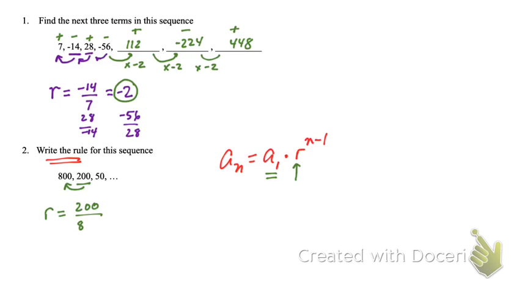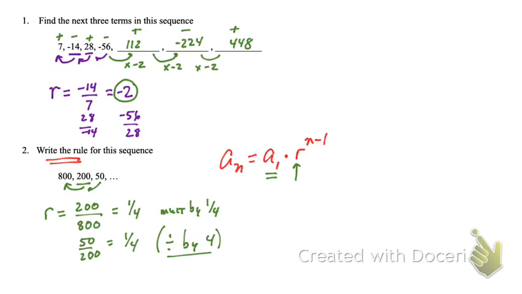So you could do 200 over 800, or you could do 50 over 200. And if you simplify those, both of those will equal the same thing, 1/4. So that means we are multiplying by 1/4. Now that means the same thing as dividing by 4. Okay, but we can't use division. We have to use multiplication. So that's why we have to use the 1/4. All right, but that's our R value.